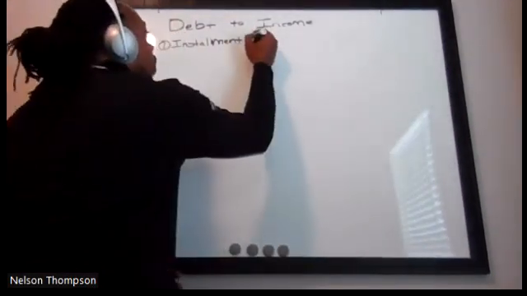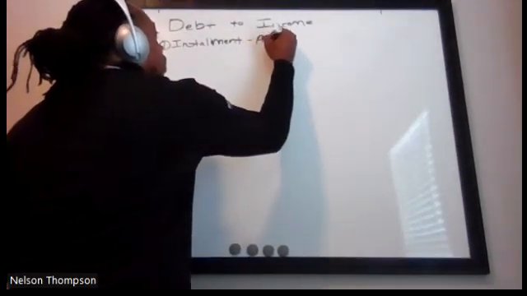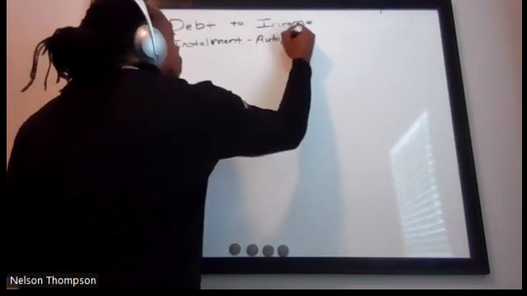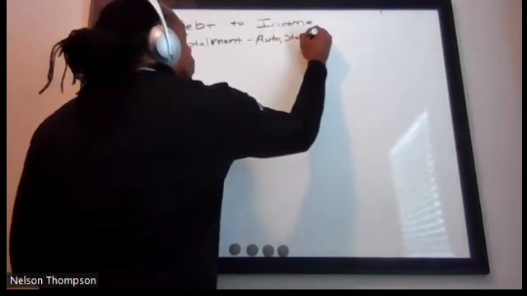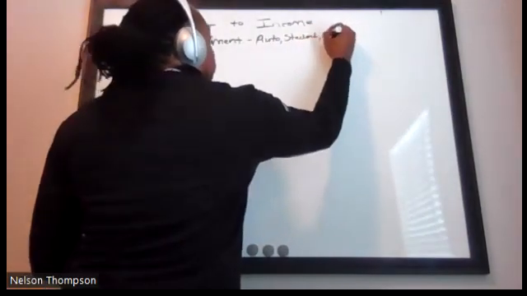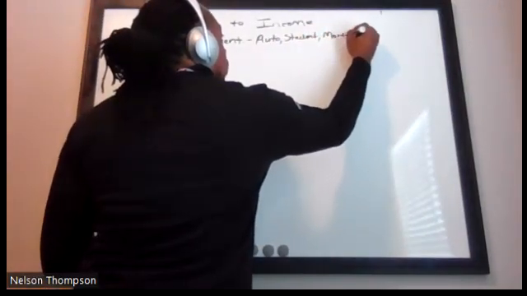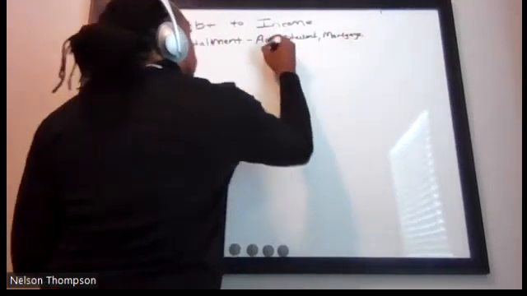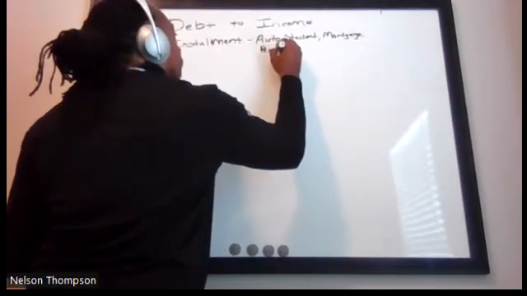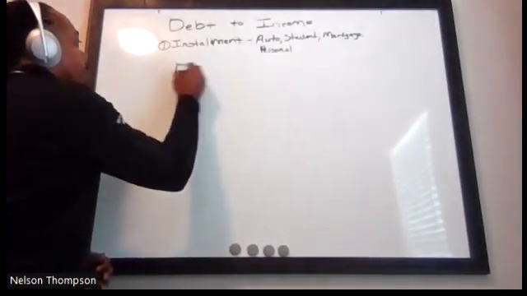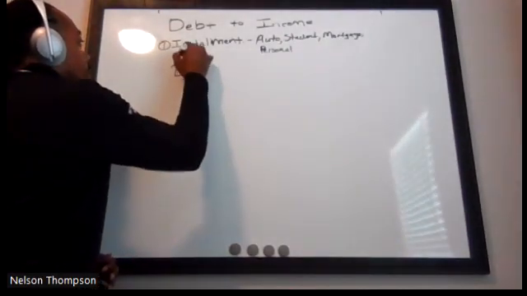For those that don't know, it's auto loans. It is student loans. It's a mortgage. It is a personal loan. That's what an installment loan is. Now, this is the bank, right?